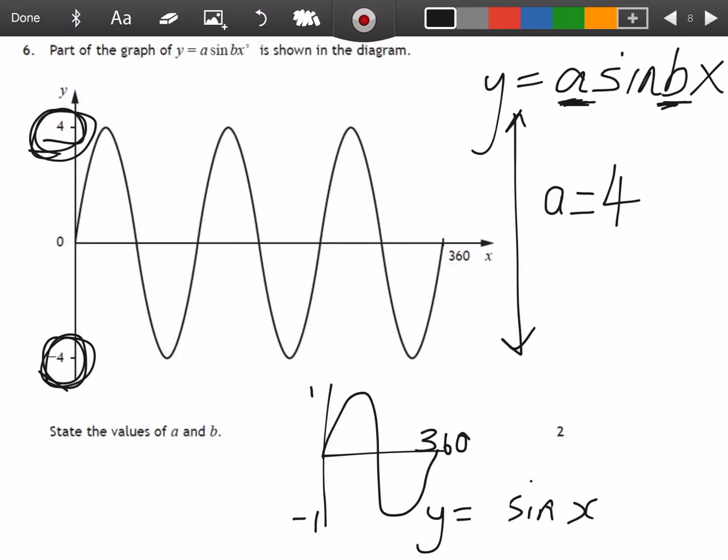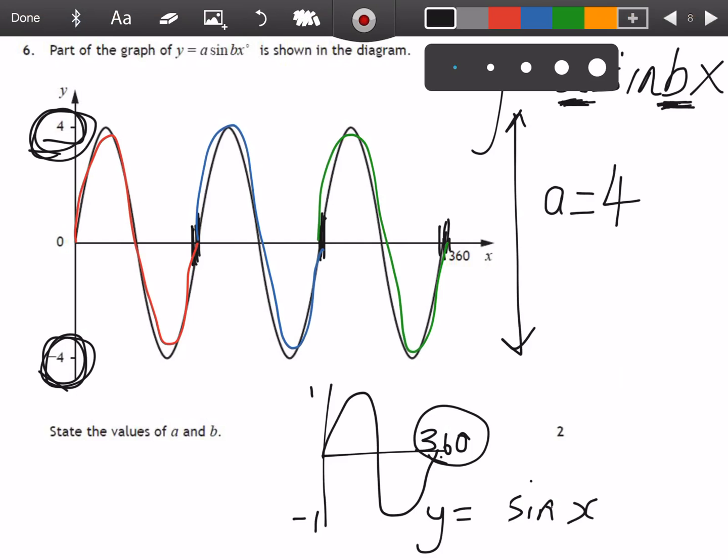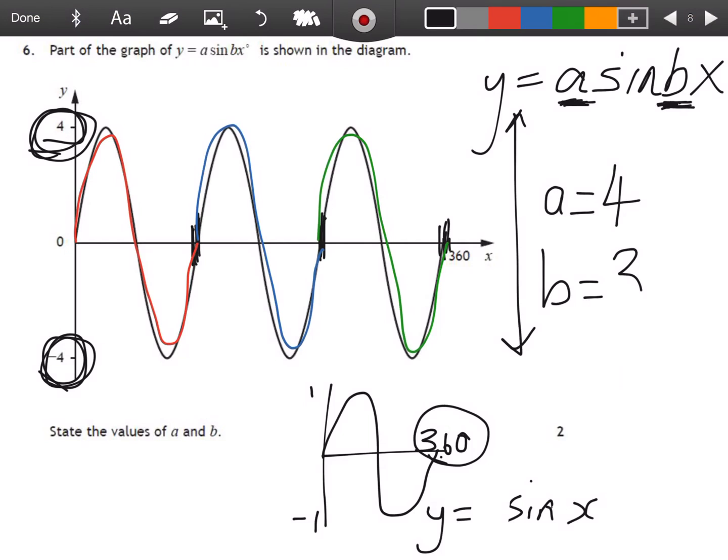What this B is to do with, okay, this B, you'll notice the normal sine graph ends at 360, as I've shown down below. The graph does end at 360, but we've actually got 1, 2, 3. There are 3 waves of the sine graph. The first sine graph, there's 1. The second sine graph, there's another 1. And the third sine graph, there's 3. So there are 3 sine graphs ending at 360. That means B is actually 3.